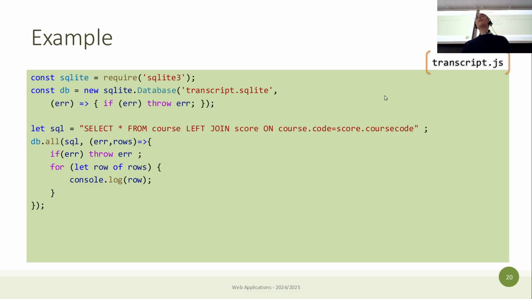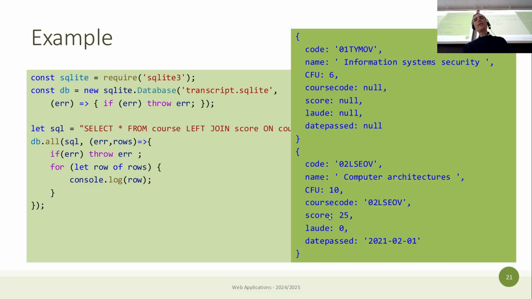What do you get? Well, you get an array here, rows. You do a for of on the array, and for each element of the array, you do console log row, and we say the row is an object, and the key is the column name, and the value is the value on that row in the table.